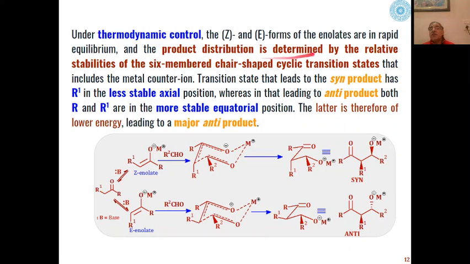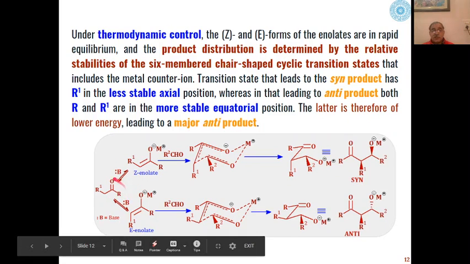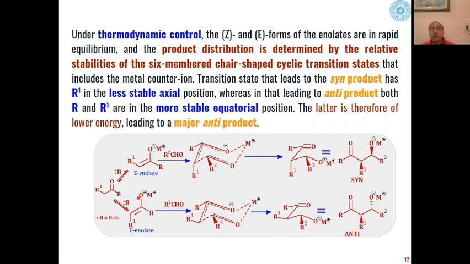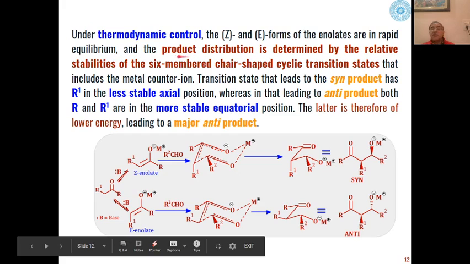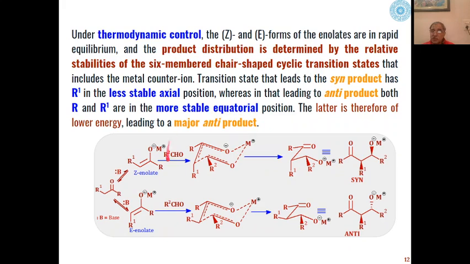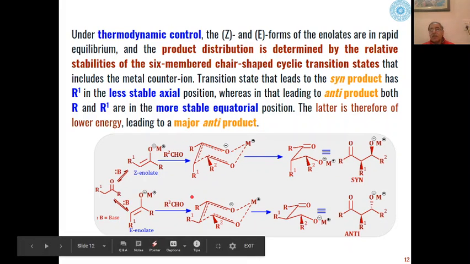So for example, if the reaction is under thermodynamic control, then Z and E forms of enolates are in rapid equilibrium. You can see over here, this is our Z enolate and this is our E enolate, and the reaction is under thermodynamic control. In such circumstances the product distribution is dependent on the relative stability of these 6-membered chair-shaped cyclic transition states, and likewise we will get either syn product or anti product.